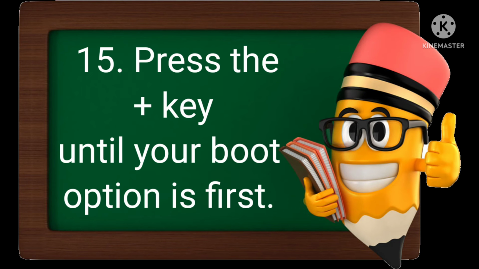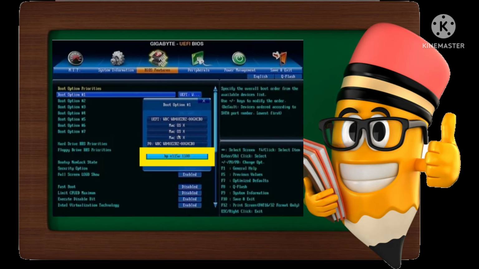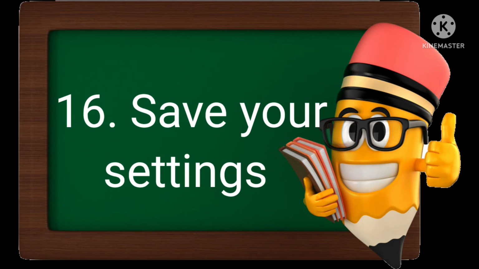Then press the plus key until your boot option is first. Once either removable devices or CD-ROM drive is at the top of the list, your computer will select your choice as its default boot option. On some computers, you'll instead press one of the function keys, for example F5, or the arrow keys to navigate an option up to the top of the menu. Then the key will be listed on the right side of the screen.